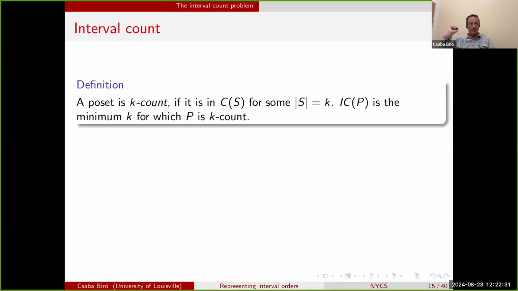I noticed this typo earlier and I didn't fix it. Oh, if it is in, no, there is no typo. I think I did fix it.